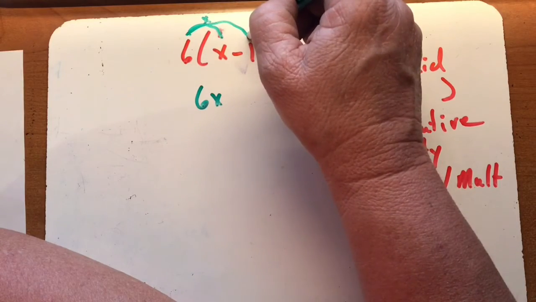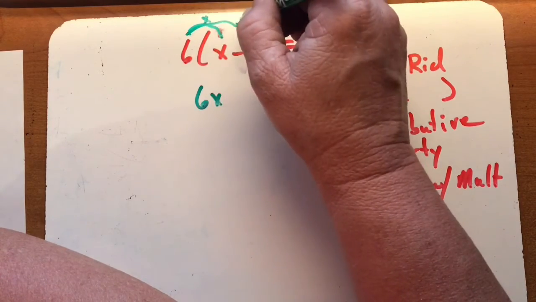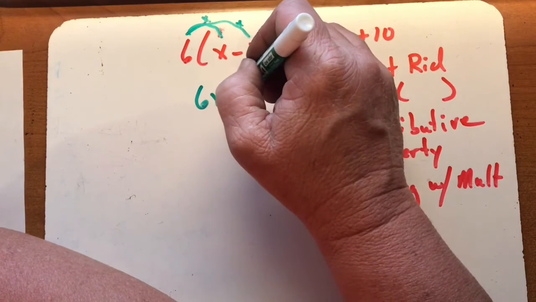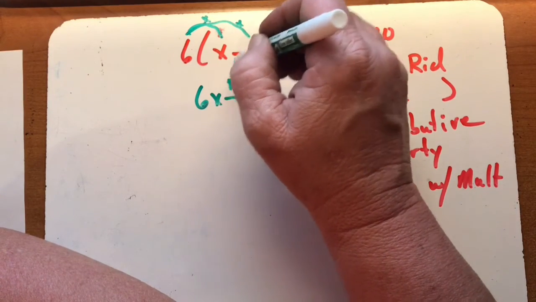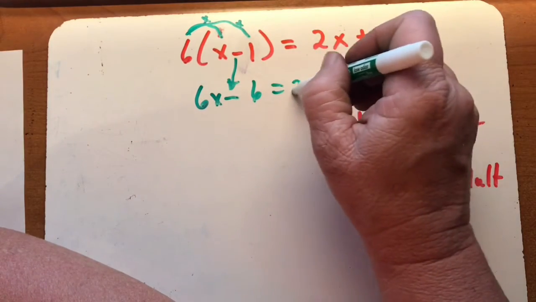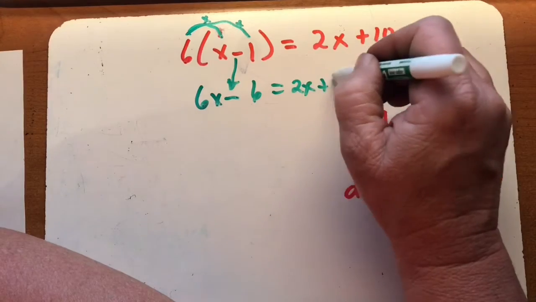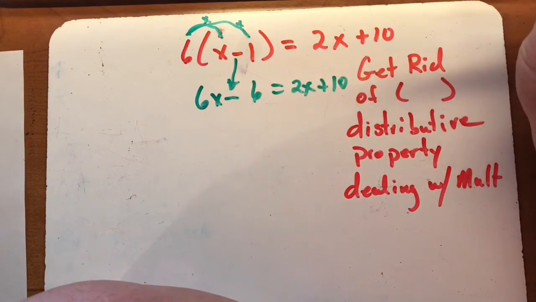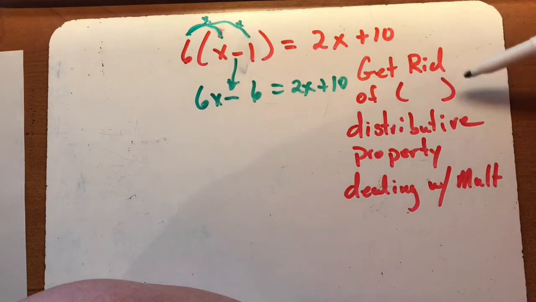We're going to do this 6 times the 1. 6 times 1 is 6. This minus sign goes along for the ride. We just drop down that minus sign and we do 6 times 1, 6. And then we rewrite the rest of the equation. Okay, so now we've got an equation that doesn't have parentheses. We got rid of the parentheses first.